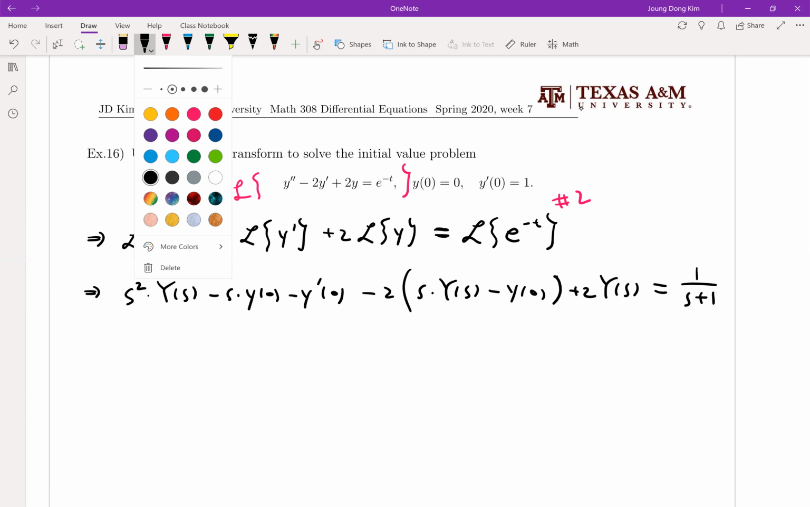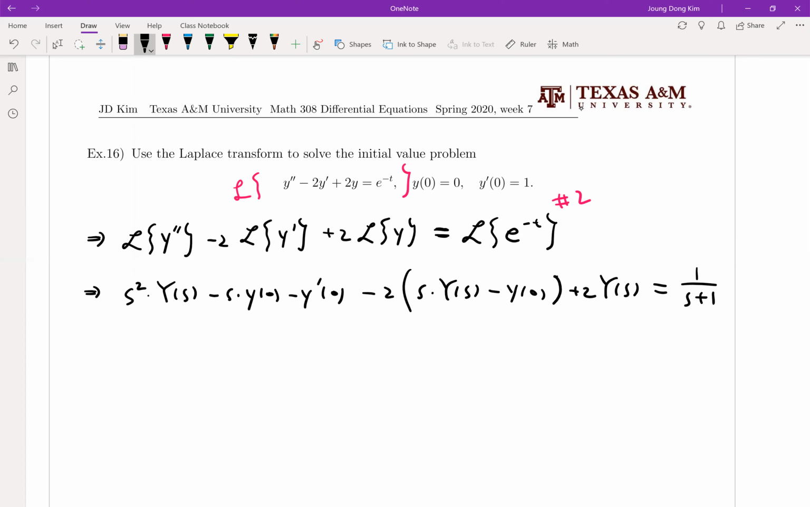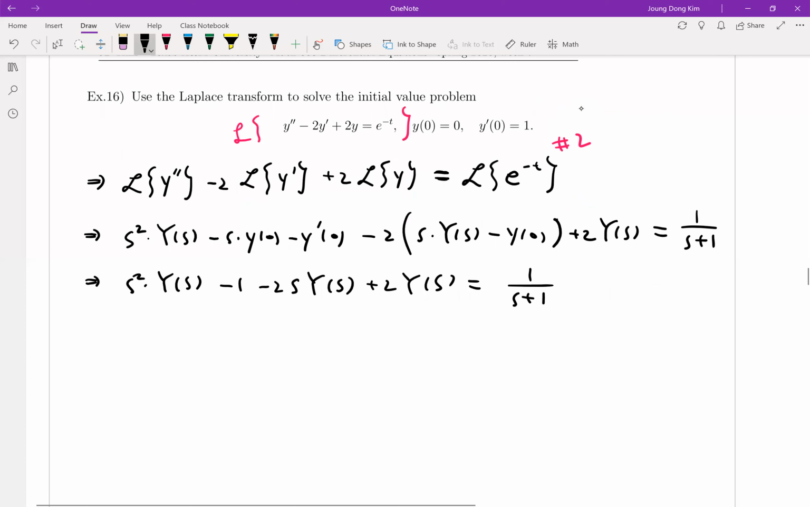Let me rewrite your left hand side without parentheses, and I'm going to plug in all the initial values in there. It is s squared Y(s), and y(0) is given by 0, which is 0, y prime(0) is 1, minus 1. Let me distribute this one, minus 2s Y(s), and y(0) is 0 so it's gone, plus 2 Y(s) equal to 1 over s plus 1, and we will do the same thing. Here we go. Let me gather all the Y(s) terms: s squared minus 2s plus 2 is equal to 1 over s plus 1, plus 1 now.